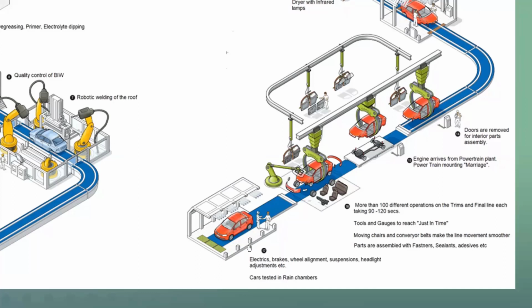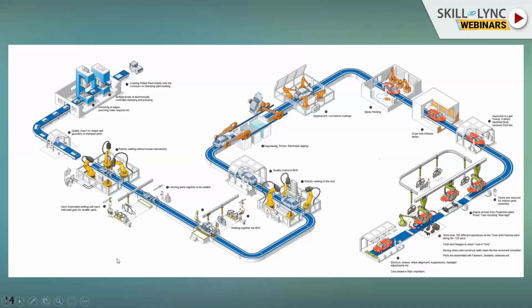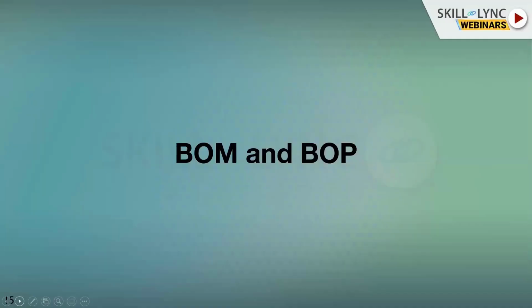And at the end, there are QA checks, also electrical, brakes, wheel alignment, suspension, headlight. All of these are checked at this stage. Cars are rain tested in rain chambers, etc., and finally delivered out of the plant. So this is the whole overview of automotive manufacturing. I hope this was interesting. Next up, we will go into bill of materials and bill of processes.